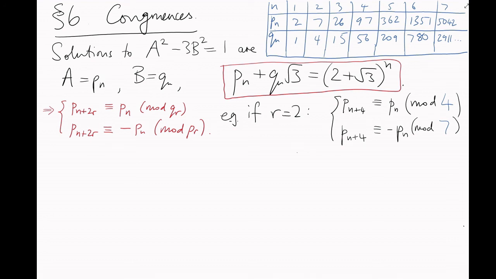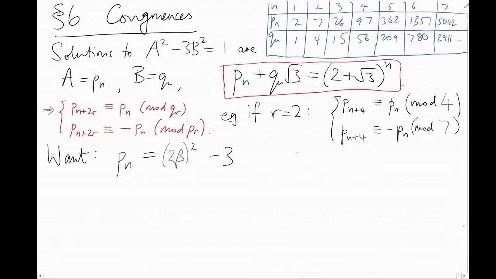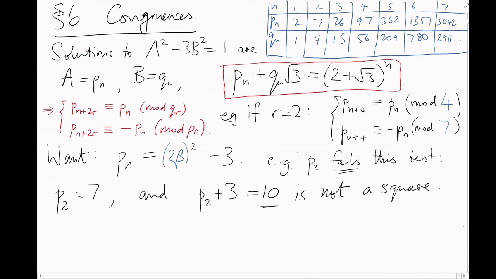Okay, well, remember that what we wanted was to find values of Pn such that Pn was 3 less than a square. Well, for example, let's set n equals 2. Now, P2 fails this test. P2 is 7, which is not 3 less than a square. And using this periodicity, we can propagate this failure to be 3 less than a square to other values.